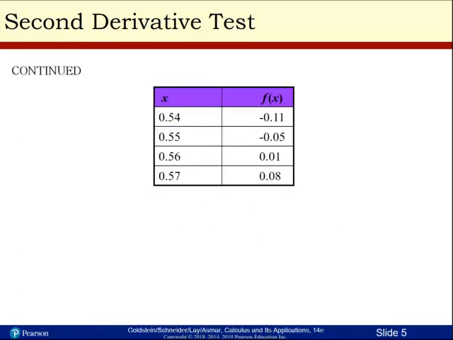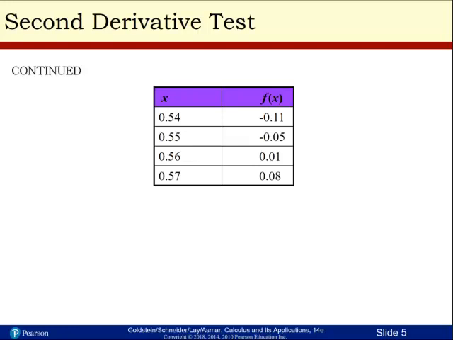Another way you could do it would be to say, well, I know it's somewhere in between 0 and 1, and just calculate some values. So if I plug in 0.54 for the x, I get y equals negative 0.11. If I plug in 0.55, I get y is negative 0.05. If I plug in 0.56, I'll get 0.01. At this point, I know it's somewhere in between 0.55 and 0.56.